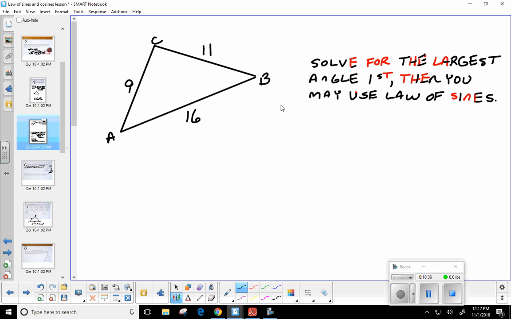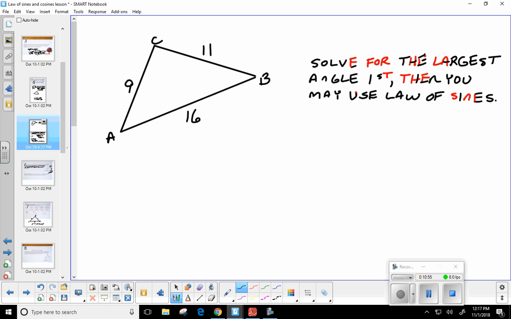Now, what was my one piece of advice? Always start with the largest angle. Would that be A, B, or C? C. How do I know that? Yeah, C is across from the largest side, right? So let's go ahead and find C first.